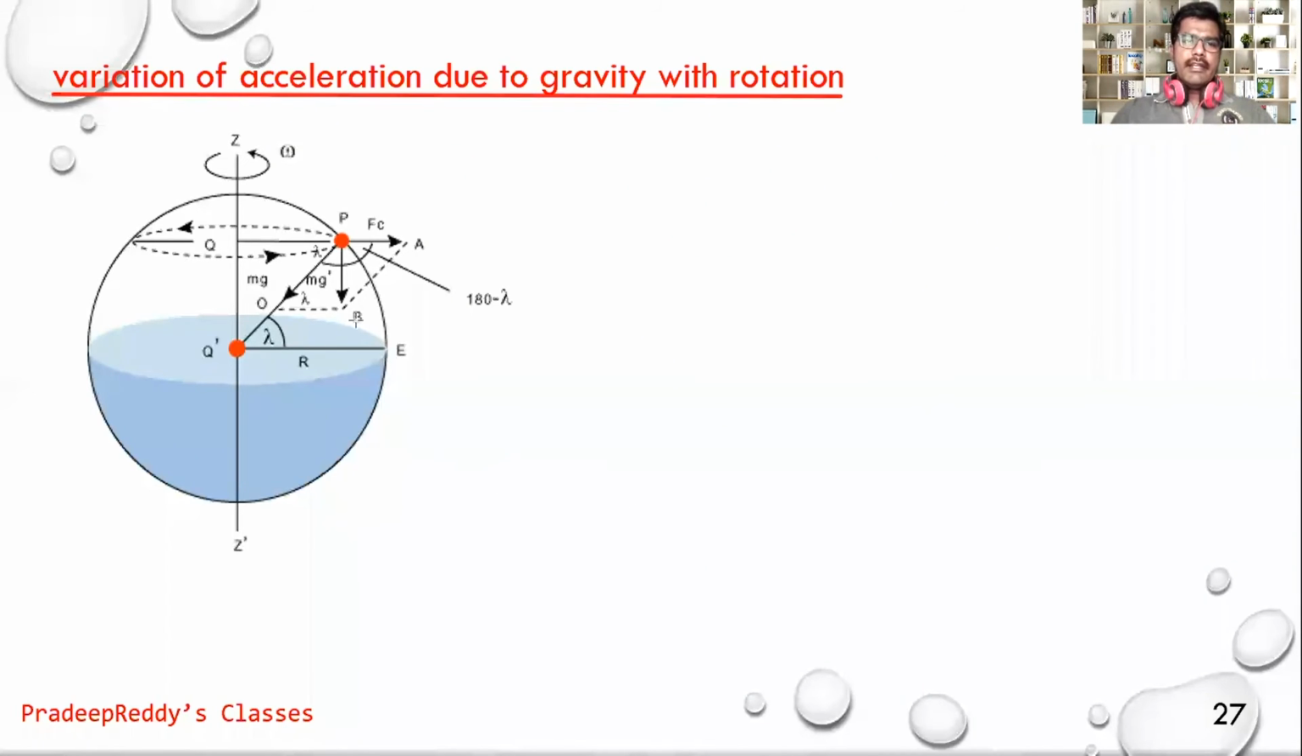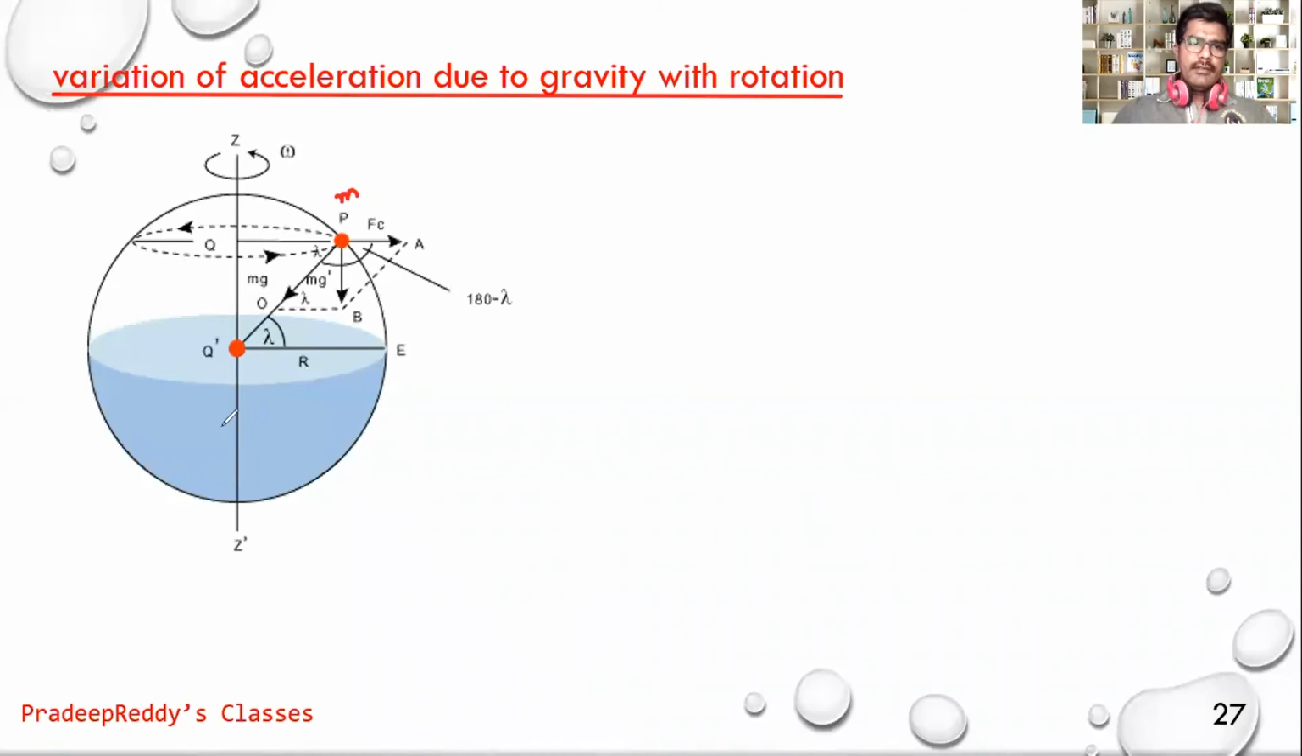Therefore, when we are dealing with this, let me consider a mass small m. Upon this mass, there will be a gravitational force towards the center of the earth, and there will be a centrifugal force acting outward. Because of the rate of rotation of the earth, acceleration due to gravity also changes. Therefore, g at different positions will have different acceleration due to gravity. So let me derive an equation for that.